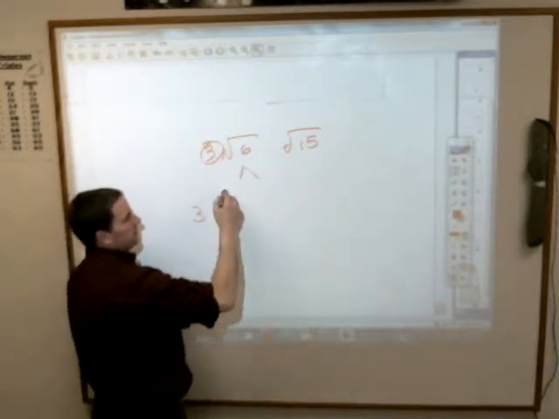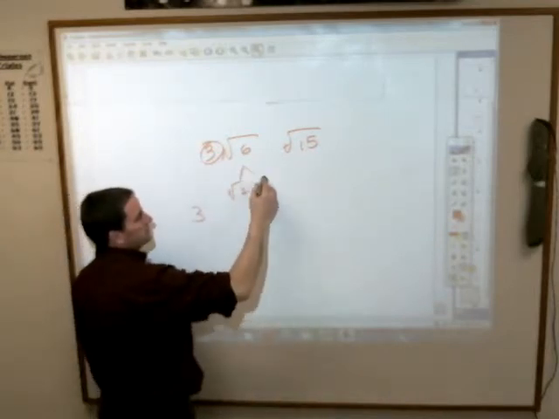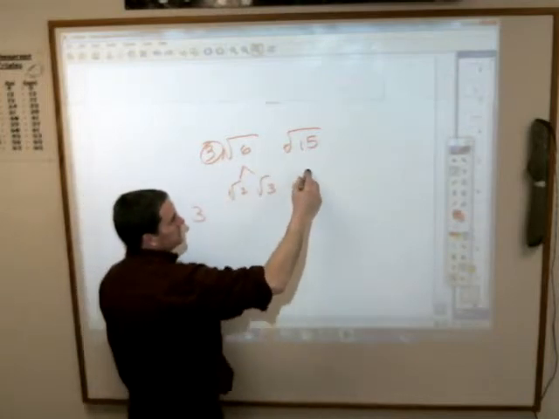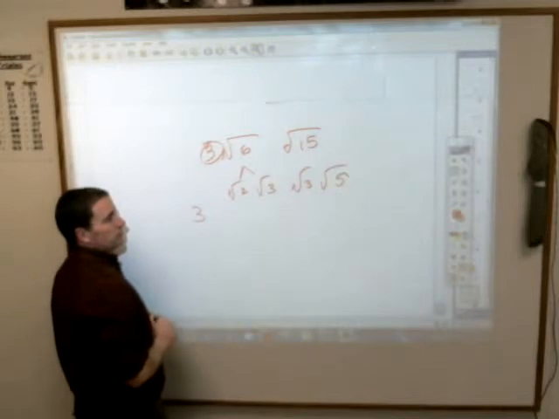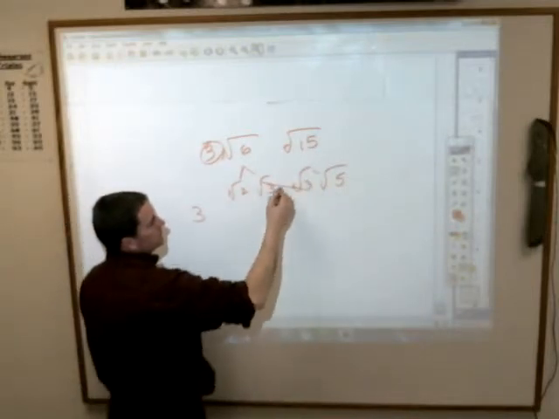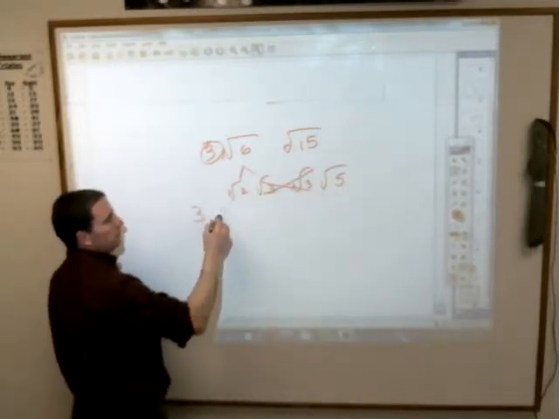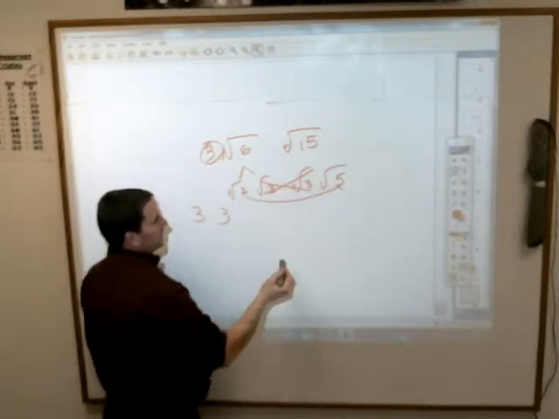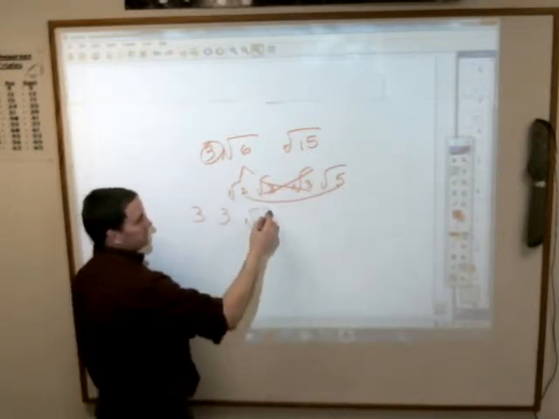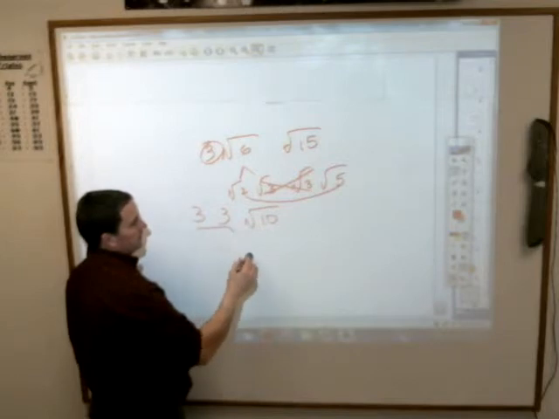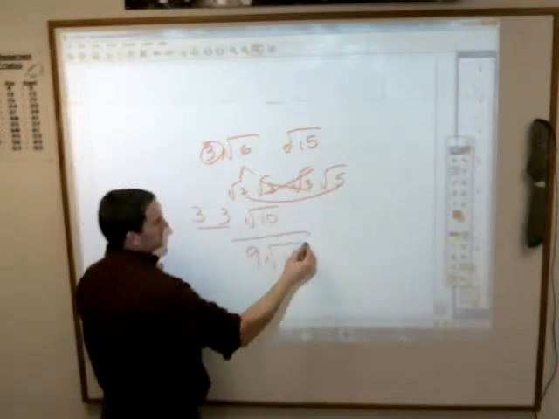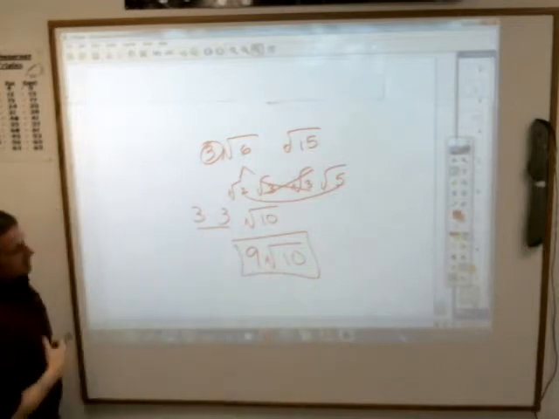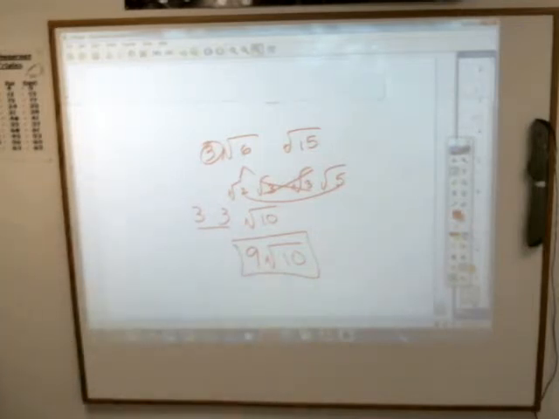The square root of 6 breaks down to the square root of 2 times the square root of 3. The square root of 15 is the square root of 3 times the square root of 5. And then you can work your magic from there. 2 square roots of 3 give you a normal 3. These two don't break down with anything, so you remultiply them to get the square root of 10. And like Jeremy said, since he looked in the book, it's 9 times the square root of 10.